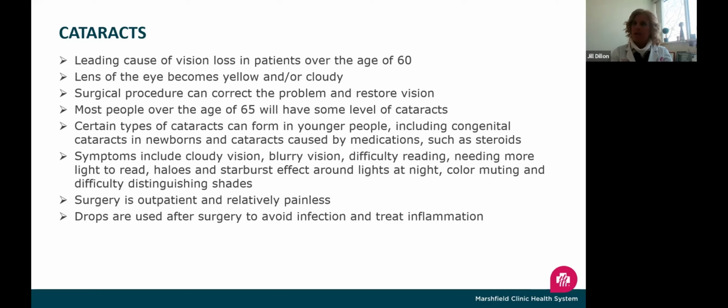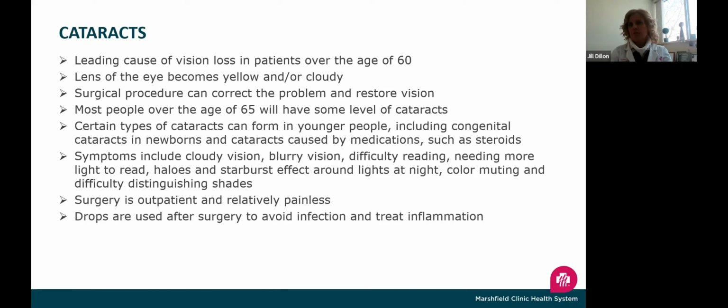Now, there are some kinds of cataracts that can form in younger people: congenital cataracts. Newborns can be born with cataracts, and there are cataracts caused by medications such as steroids. So when we see somebody at a very young age that has cataracts, we'll say, have you ever been on a steroid or any other kind of medication at all that may be causing this to be an issue?